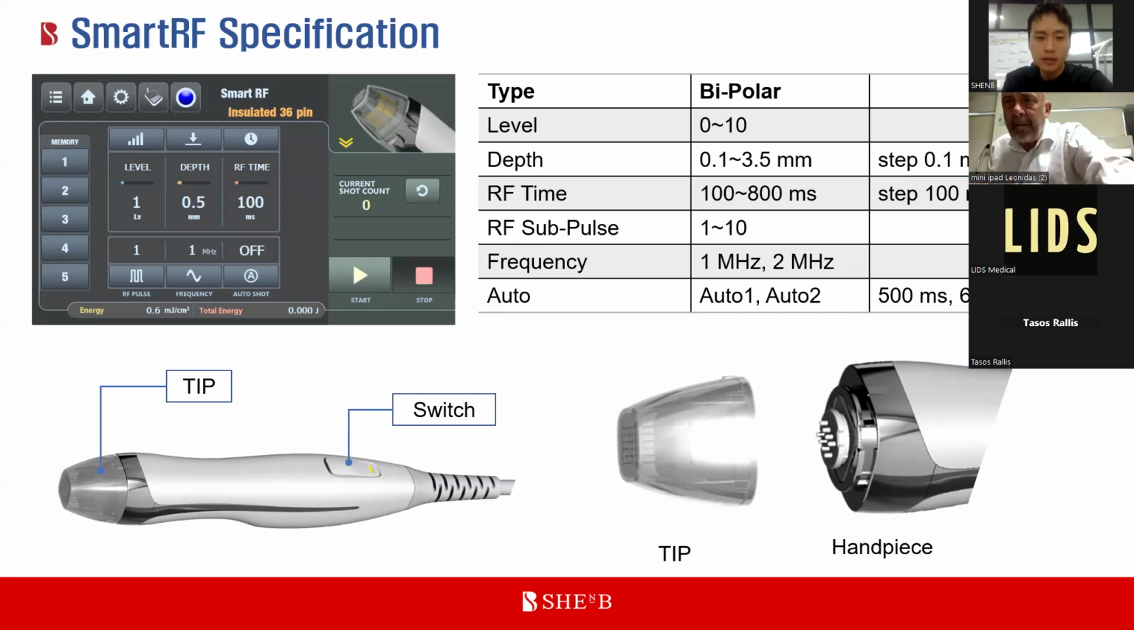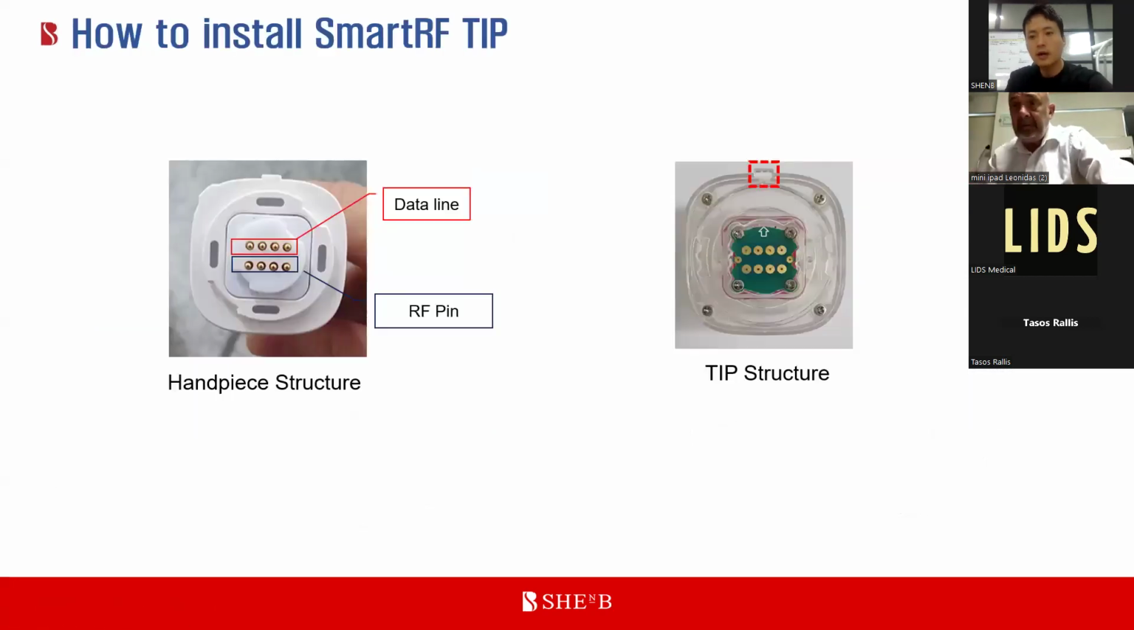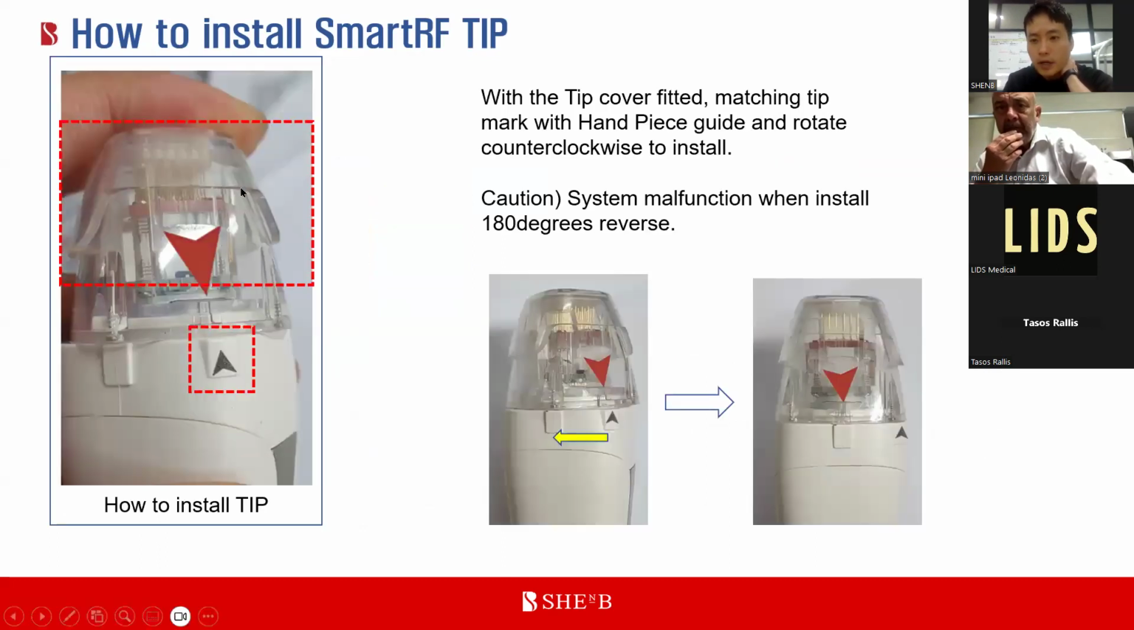Okay. So these are the interfaces, and next is how we attach the tip. This is one difference compared to Vivace. Vivace does not have a tip cover, but our virtual RF, not only Smart, and in the future when we have deep RF also, every tip has a tip cover. The most important thing is that we must place the tip cover while we attach the tip to the handpiece. This is very important.